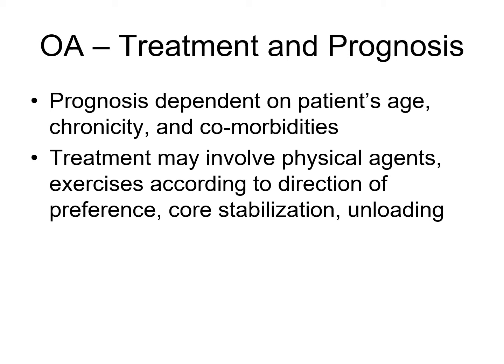Our treatment intervention may involve physical agents or modalities, may involve exercises according to direction of preference. Direction of preference is that preferred direction of movement based on the person's responses to end range repeated active motions. By asking that person to move actively and repeatedly to their available end range, we may determine their preferred direction of motion. Now there may be several reasons why they prefer a certain direction of motion, but we can't argue with that as a beginning point for their exercise program.